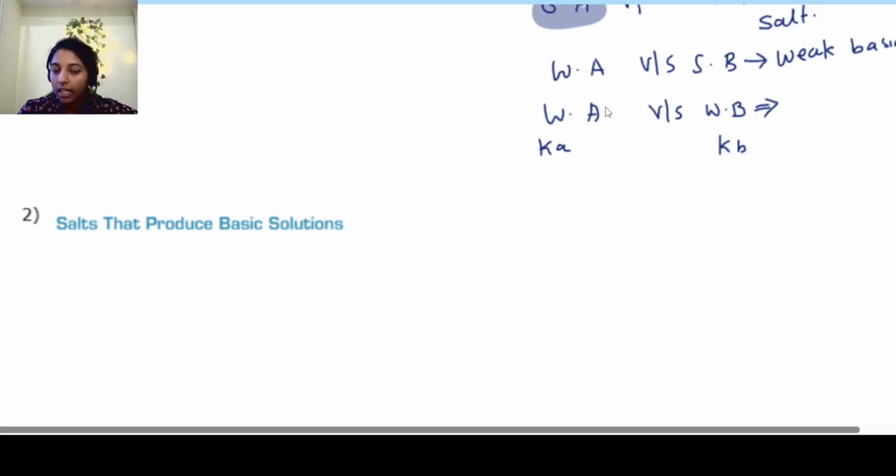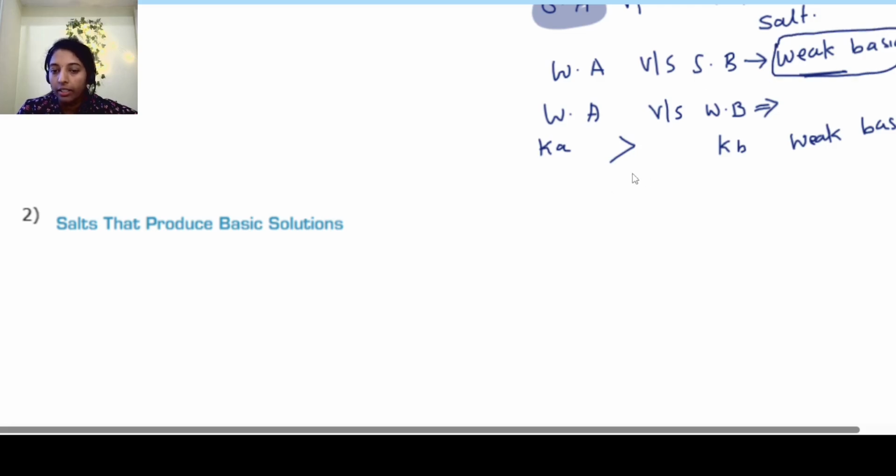If Ka is higher, the acidity will be higher. Similarly, Kb applies to weak bases. How do we compare? Same way. If Kb is higher, then the basicity is higher. So that's why comparison is still possible. If Kb is higher, it will have a slightly more basic character, and a lower one will be weaker than this basic character.